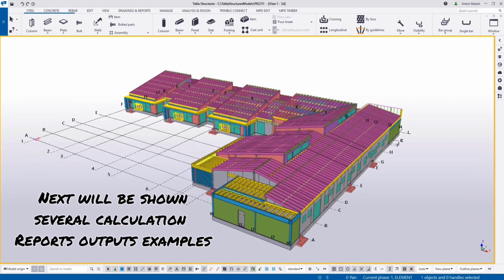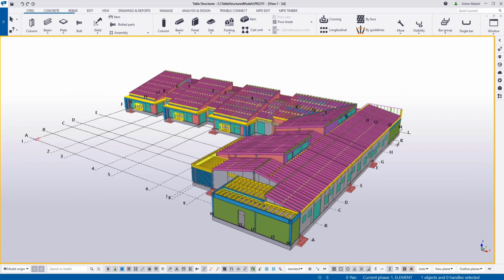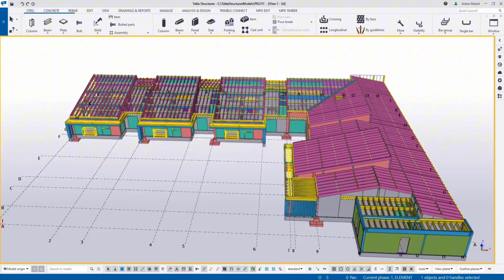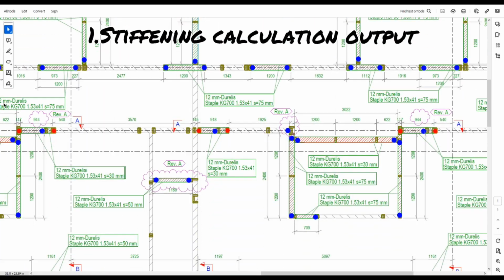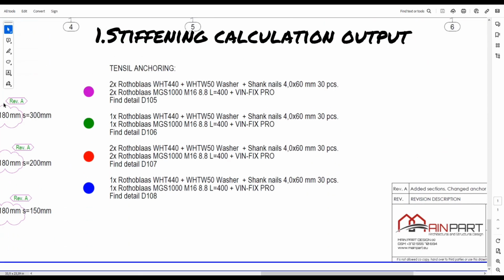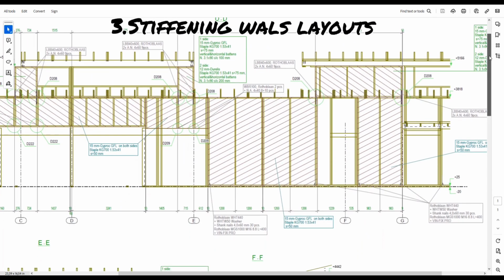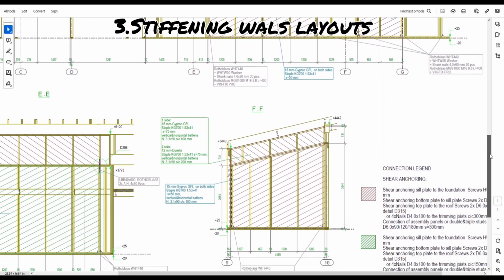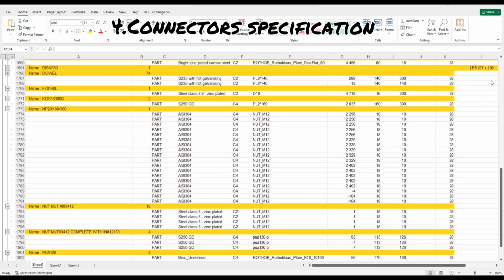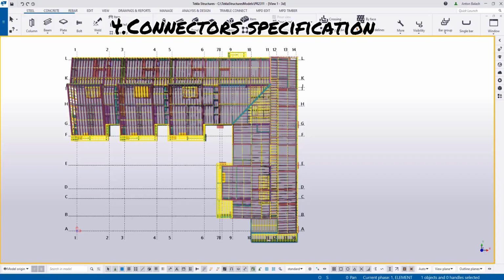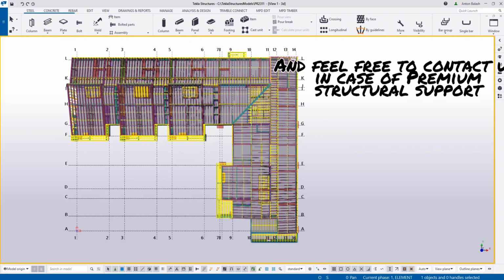Next will be shown several calculation report output examples. 1. Stiffening calculation output. 2. Seismic calculation output. 3. Stiffening walls layouts. 4. Connector specification.